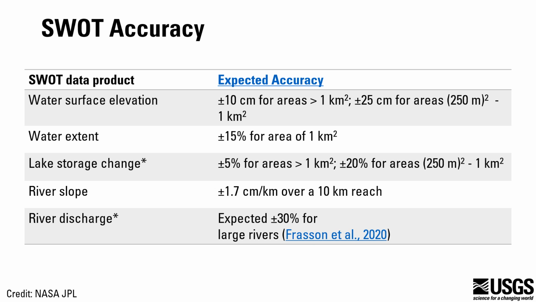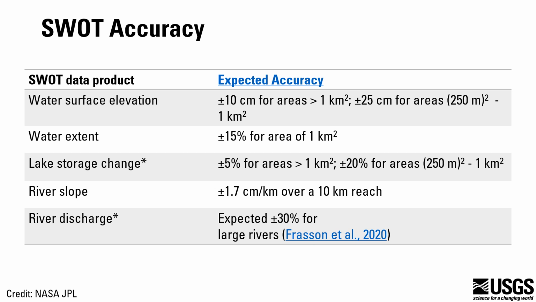Nevertheless, despite some of these challenges, we are seeing some pretty exciting accuracy and expecting some great accuracy from these SWOT data products. For water surface elevation, we expect the water levels to be accurate within about 10 centimeters for large water bodies and within 25 centimeters for 250 meters squared to 1 kilometer squared range. For water extent, we expect it to be accurate within about 15% for these large areas, and lake storage change is estimated to be accurate within 5 to 20%, depending on the water body size as well.